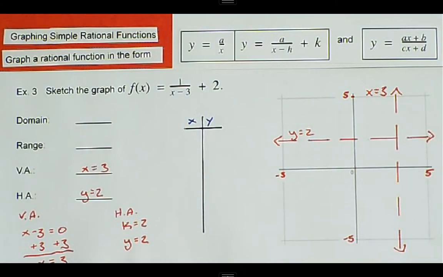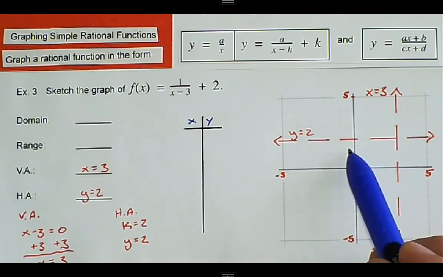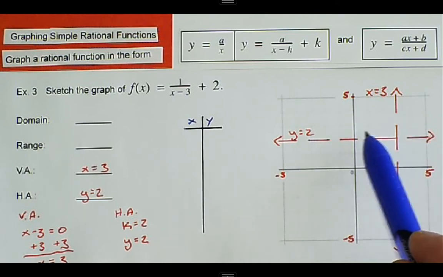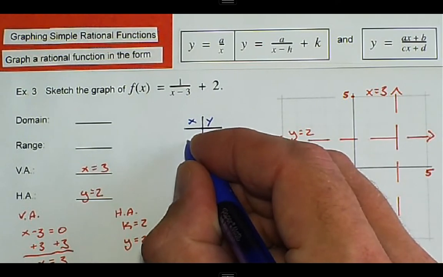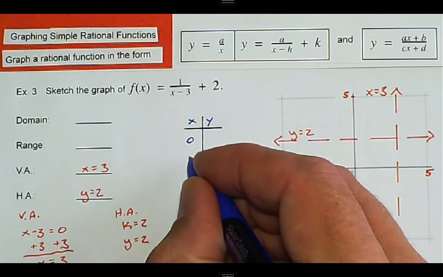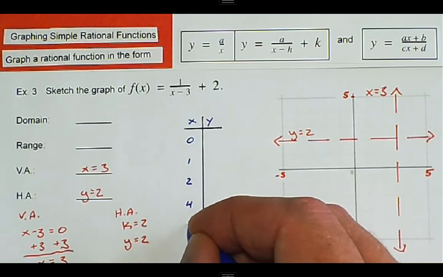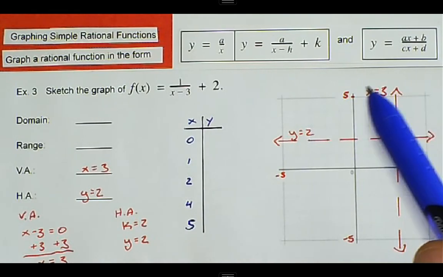Now we pick points off of our vertical asymptote. So our vertical asymptote is 3. So we're going to pick points that are immediately to the right and immediately to the left. And so in this case, we can't pick 3 because that won't work. So 0, 1, 2, 4, and 5. So basically all we're doing is we're picking points and figuring out what it would be.